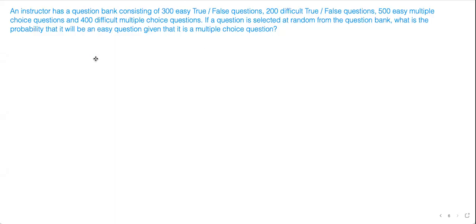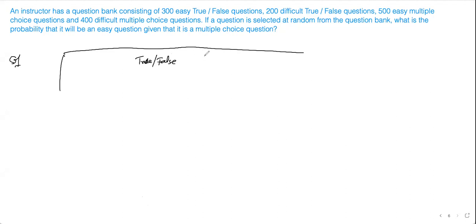Let us solve this problem. An instructor has a question bank. Let us write this given data in a simpler form, which can be represented like this. Okay, so this is true or false. Okay, and we have multiple choice also. Okay. And the total.